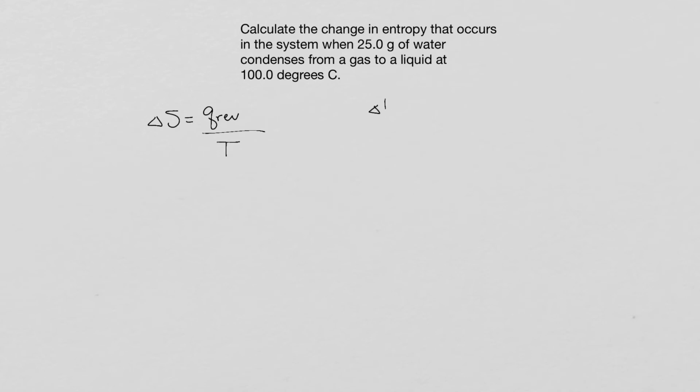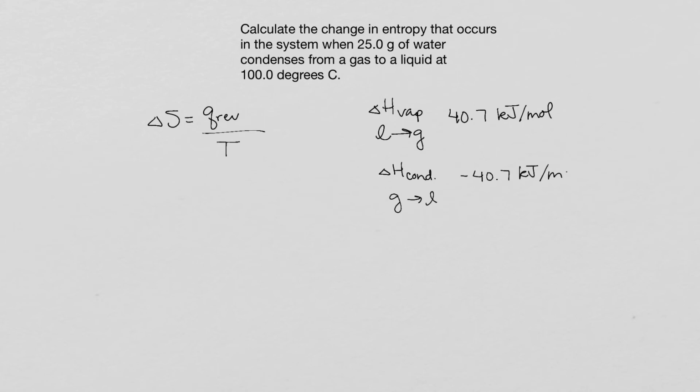Delta H of vaporization, which is liquid to gas, is 40.7 kilojoules per mole. And the delta H of condensation is going from gas to liquid, and that is negative 40.7 kilojoules per mole. Again, same value, same magnitude, opposite sign.